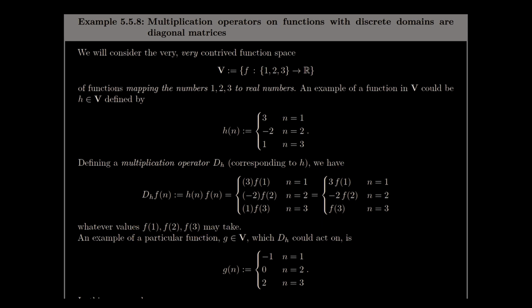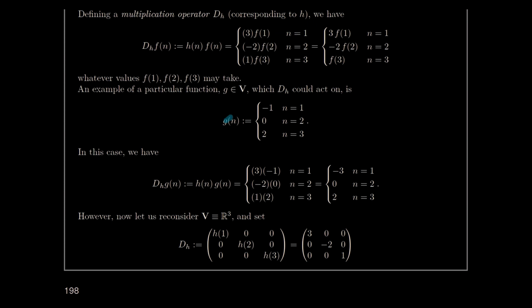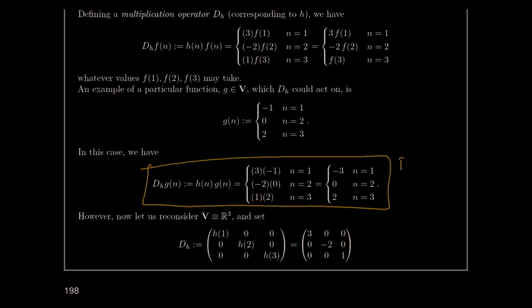may take. So we look at a specific example of the multiplication operator acting on the function g, which I'm defining as -1, 0, and 2. And we look at D sub h on g. Well, that's the same as multiplying g by h. So we have 3 times -1, -2 times 0, and 1 times 2. So we get -3, 0, and 2. Okay, so we can define everything here just in pure function form. This is pure function and operator definition.